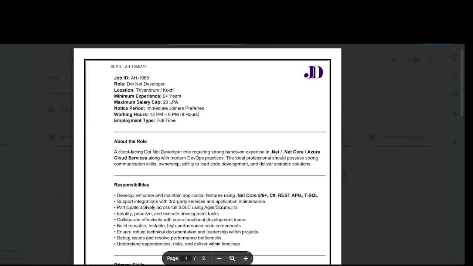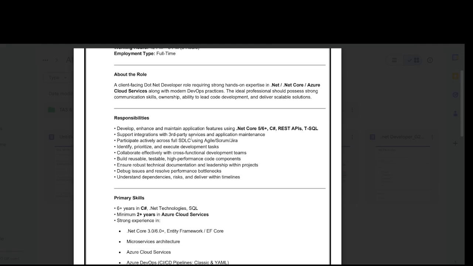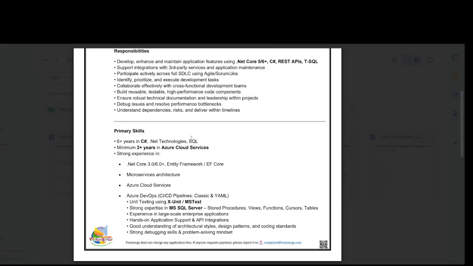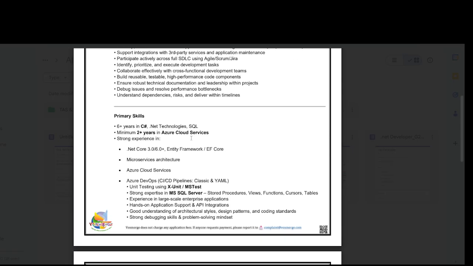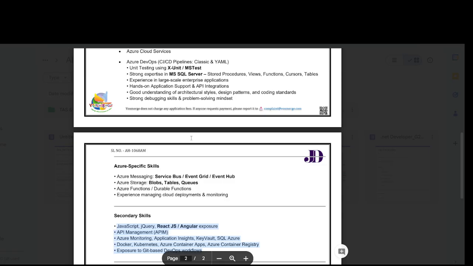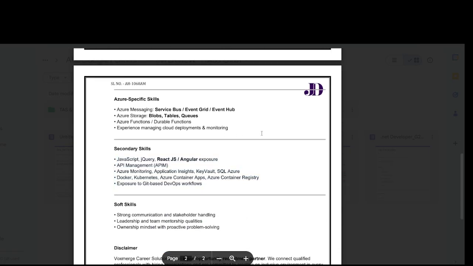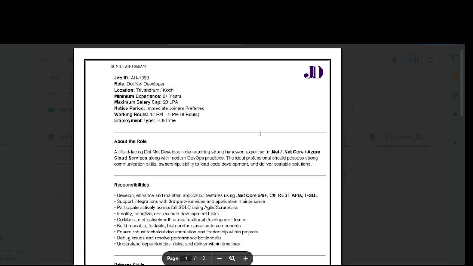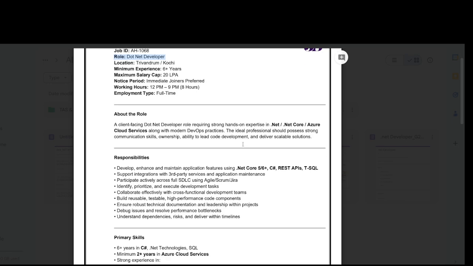Hello there. So we are going to discuss a real-life JD, the job descriptions that HRs usually extend to candidates to inform them about what skill sets we are looking for. And yes, obviously this is a technical JD based on .NET developers, right?